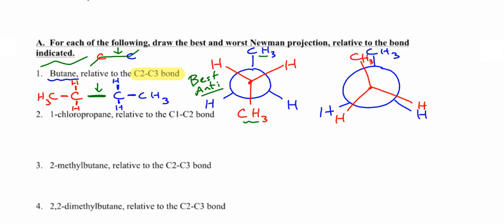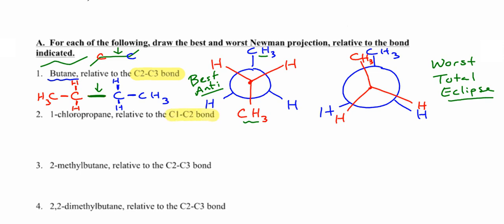All right, this is the worst. Now, why is it the worst? Because you are causing torsional strain, because bonds are too close. But because the CH3 is larger than an H, this is called a total eclipse. So that is the worst. And that's how you would do that first compound. All right, let's move on.